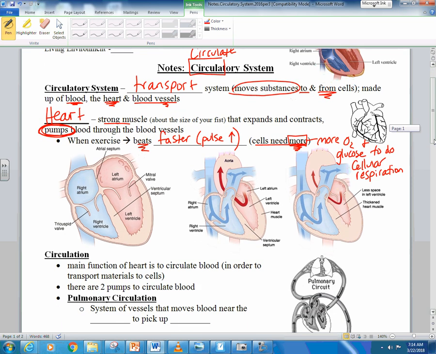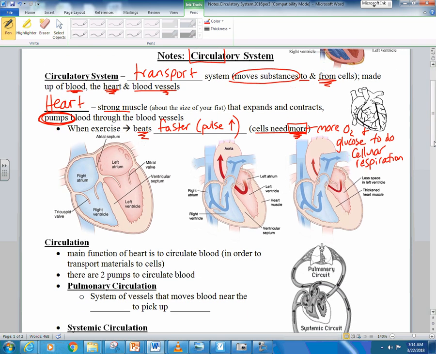So here's a picture, a couple of different angles of the heart. And your heart is broken into different categories. First, it is broken into a left side and a right side. And the left side and the right side then have a top and a bottom. The top chambers are called the atrium, and the bottom parts are called ventricles. And they do different things.